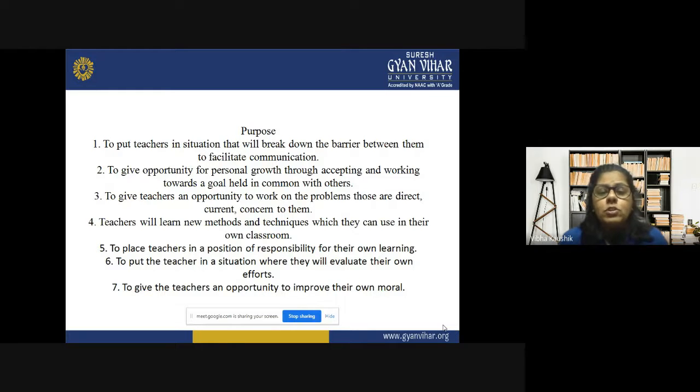To put the teachers in a situation where they will evaluate their own efforts. A workshop puts the teachers in a condition where they evaluate their own efforts, which means they are assessing their own performances. And to give the teachers an opportunity to improve their own model.